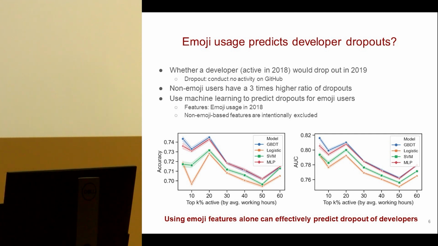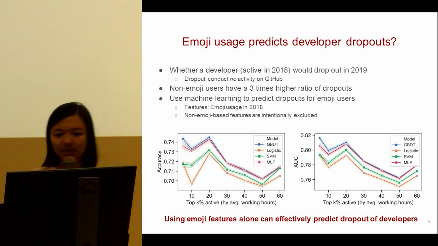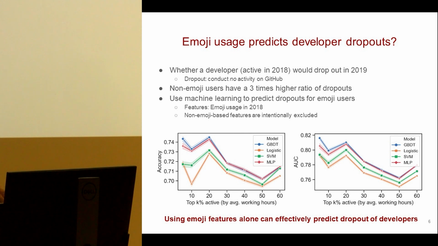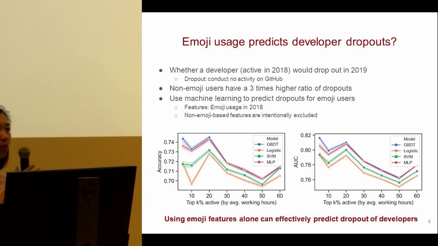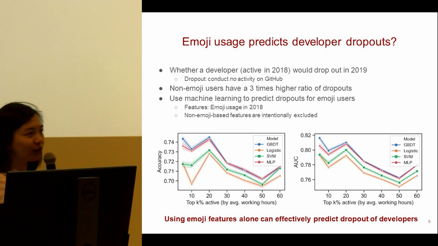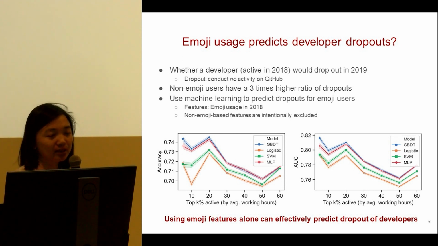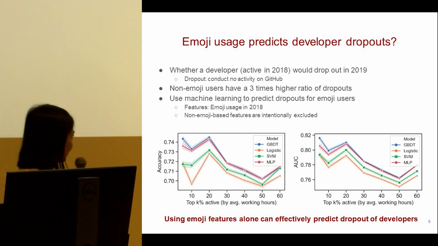Furthermore, we wanted to check whether emoji usage can be a good indicator of the working status, and more specifically, we use the emoji to predict whether one developer will drop out from this platform. More specifically, we define the dropouts as whether a developer active in one year will drop out in the next year. And we found that the non-emoji users, meaning the users who haven't used at least one emoji in the first year, have a three times higher ratio of dropouts in comparison to developers who had used at least one emoji. This is a really significant difference here.